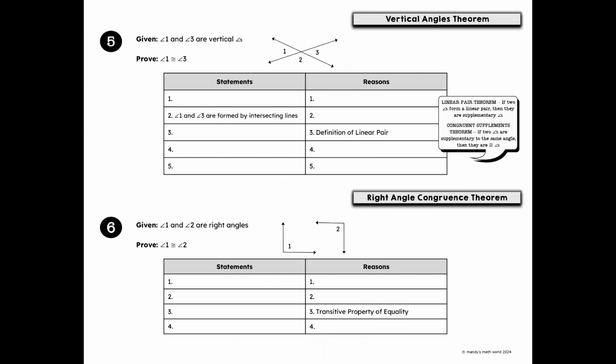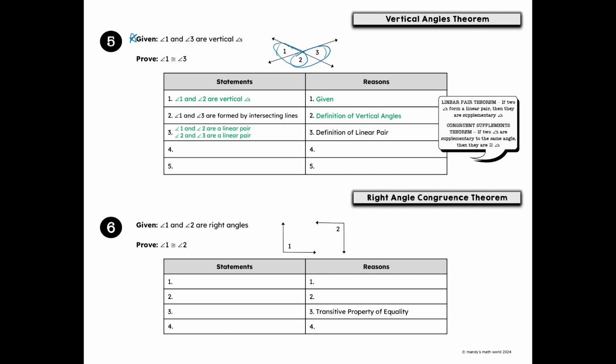We are given that angle 1 and angle 3 are vertical angles. That's something that we're given, okay? That's always what we write first, right? Angle 1 and angle 3, we're asked to prove that these are congruent. Well, we know by the definition of vertical angles that angle 1 and angle 3 are formed by intersecting lines. We can visually see that angle 1 and angle 2 are a linear pair, and angle 2 and angle 3 are a linear pair. We can visually see that.